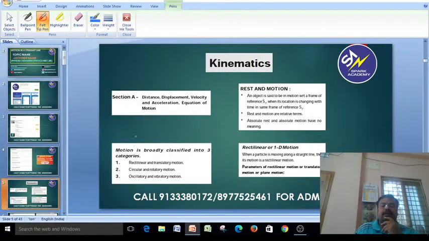So first, which concepts are we discussing today? In part 1: distance, displacement, velocity and acceleration, and the equations of motion are also discussed today. So let us check it. What is the first point? Rest and motion. Both are relative.